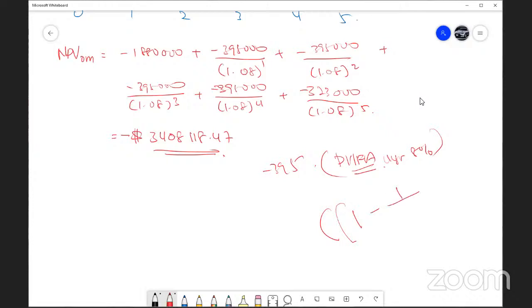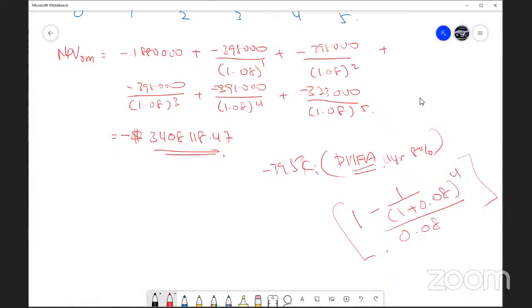1 minus 1 over 1 plus r, where r is 0.08, to the power of t, which is 4 years, divided by r, 0.08. This is the formula of PVIFA. Once you get this figure, you multiply by negative $395,000. Okay, you get a lump sum here.